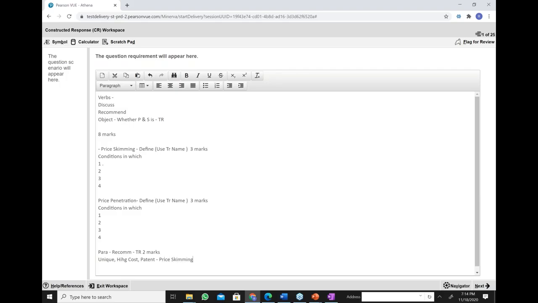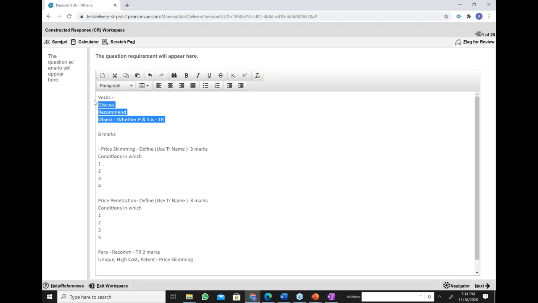Skimming. What will you suggest? Skimming. You will suggest skimming. Okay. So 2 marks for skimming suggestion, 3 marks for penetration paragraph using TR name, then skimming paragraph using TR name, and this is the 8-mark breakup which you can write here.